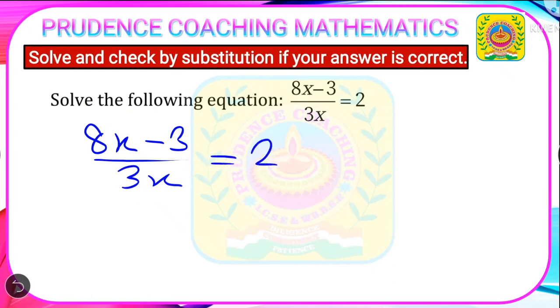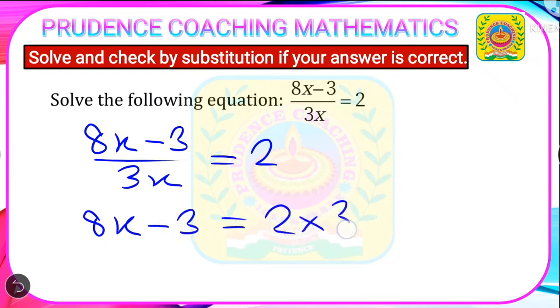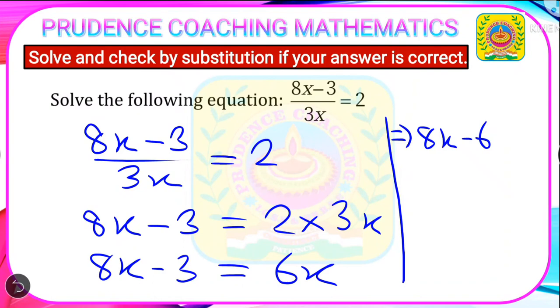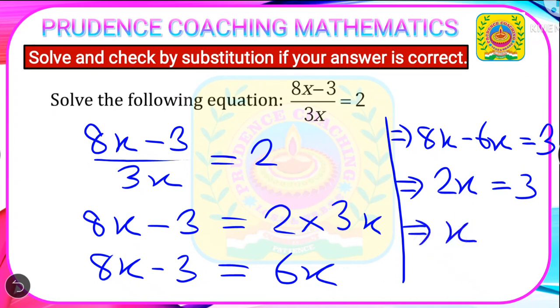First we need to do the cross multiplication. We will get 8x minus 3 equals 2 into 3x. So here you will get 8x minus 3, and on the other side you will get 3 into 2, that is 6x. Now we need to take all the variables on the left hand side. So you will get 8x minus 6x equals plus 3. So 8x minus 6x will be 2x equals 3. So the final value of x equals 3 by 2.